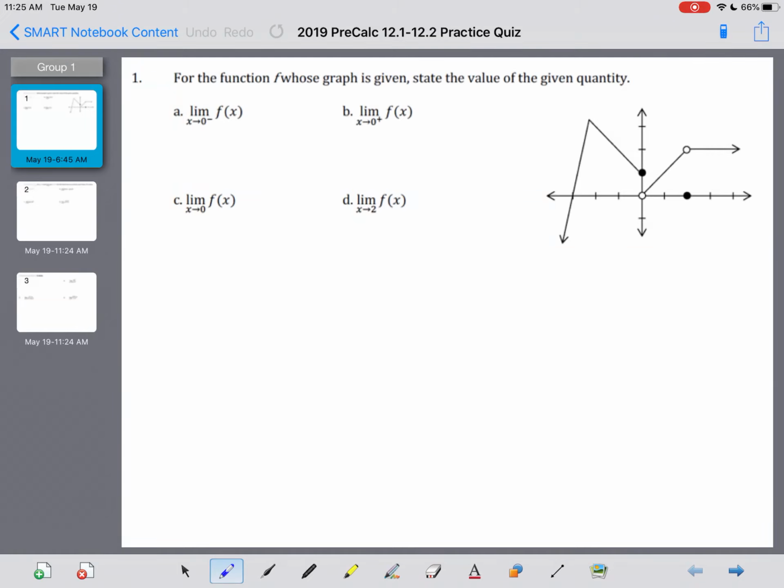Hello, going through the 12.1, 12.2 practice quiz for PreCalc in preparation of our 12.1 through 12.2 quiz coming up.